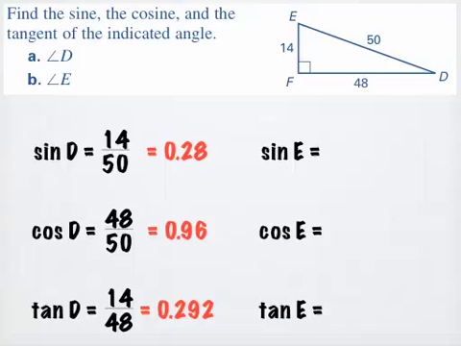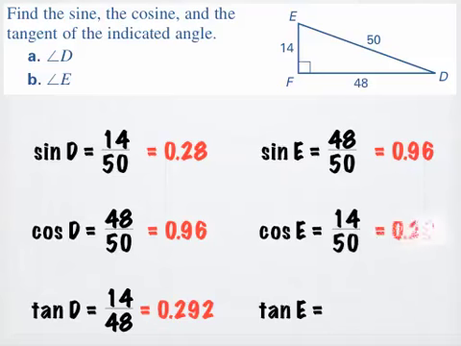Now I want to look at sine, cosine, and tangent for E. Notice D and E are my two acute angles of this triangle. When I look at sine of E, now that I'm talking about my angle E, the opposite now is 48, but the hypotenuse is still 50. So my sine of angle E would be opposite, which is 48 over 50, which is 0.96. The cosine for E, now the side adjacent would be 14. The hypotenuse is still 50, so 14 over 50, which is 0.28.